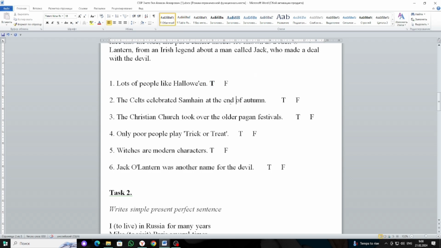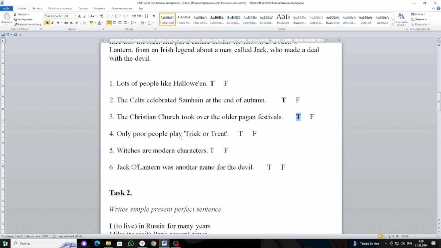Next, the Celts celebrate Samhain at the end of autumn. The second is true. The Christian church took over the older pagan festival. It is also true.